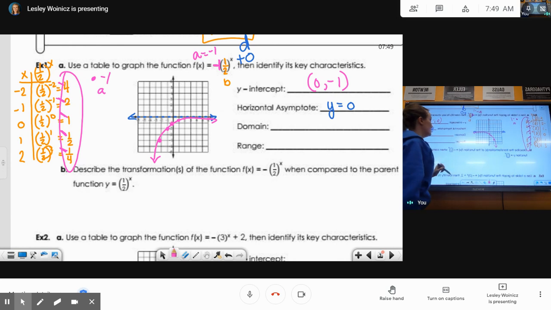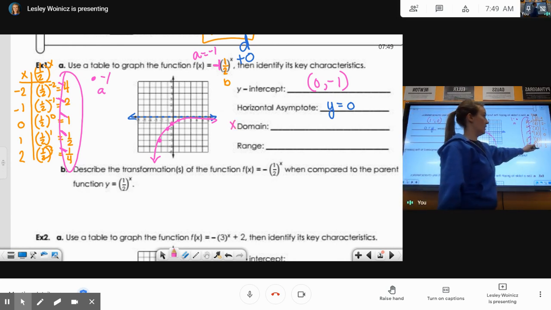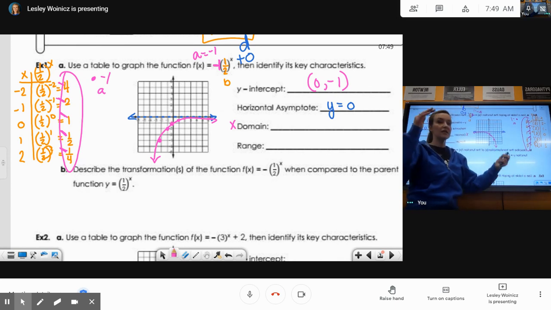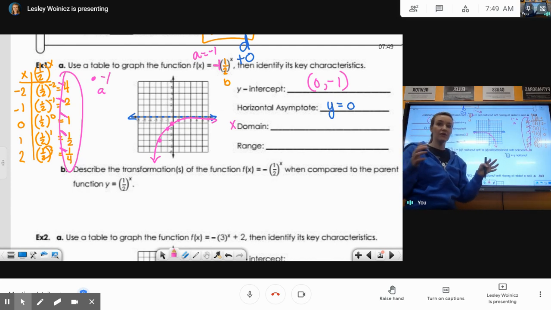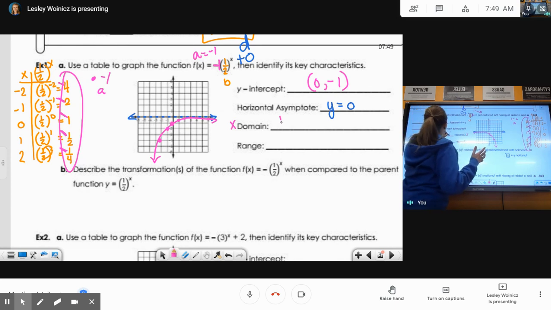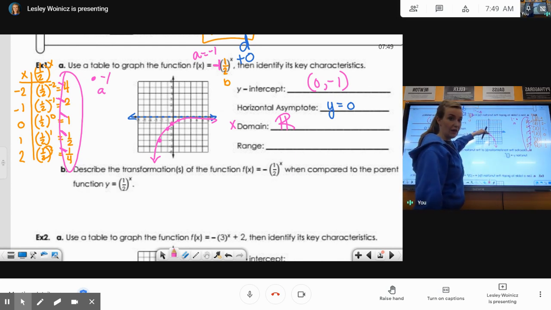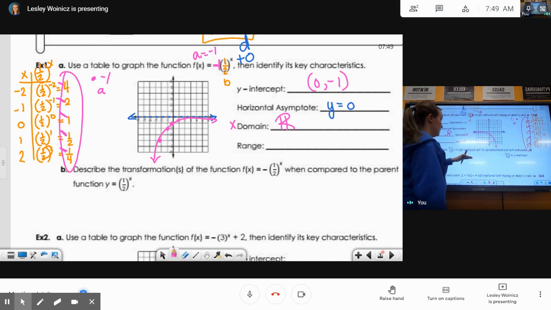My domain is still the same, because the x's didn't change. I put in the same inputs. It's still -2, -1, 0, 1, 2, and all the weirdo numbers in between those, like √3, √5, √7, 1/2, pi, the golden ratio. They're all in there. So it's going to be all real numbers. The range, instead of being y's that are greater than 0 up above, is now y's that are less than 0, because it's under the x-axis.